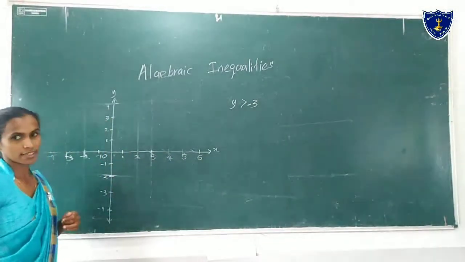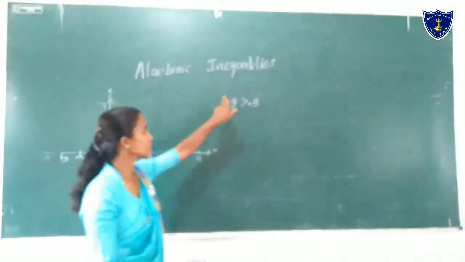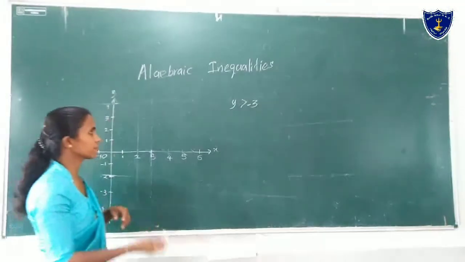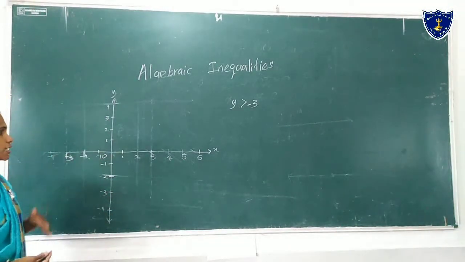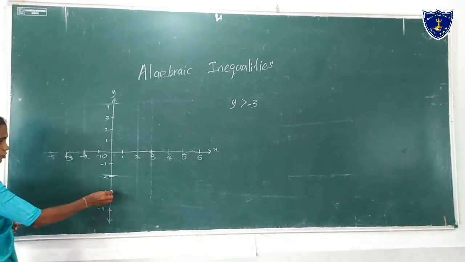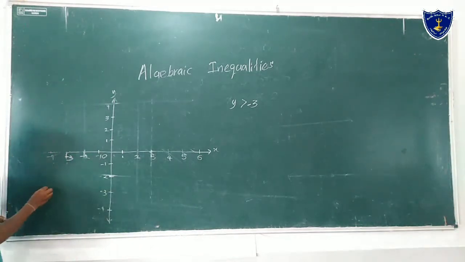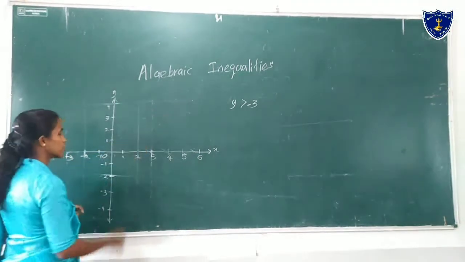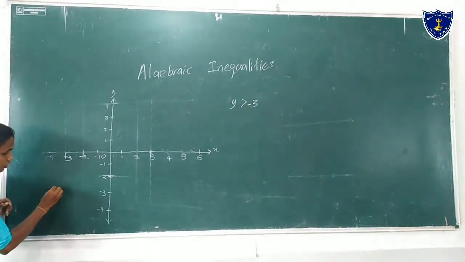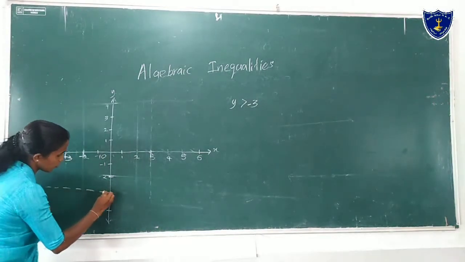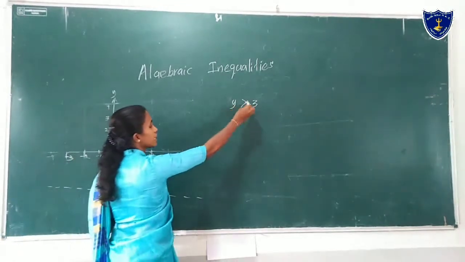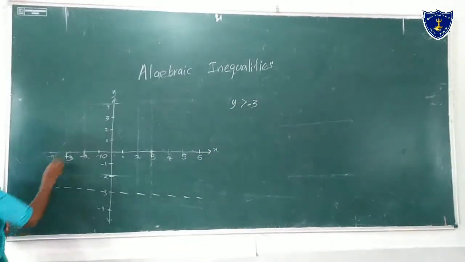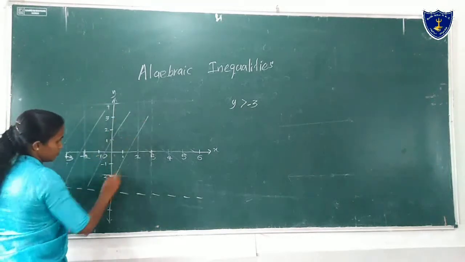Y greater than negative 3. What is the line y equals negative 3? It is a line which is parallel to the x-axis through the point negative 3. Here y is not equal to negative 3, so you have to draw a dotted line through the point negative 3. Here y greater than, so you have to take this region.